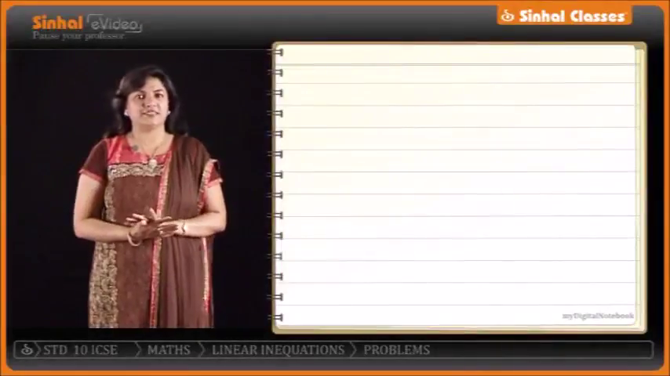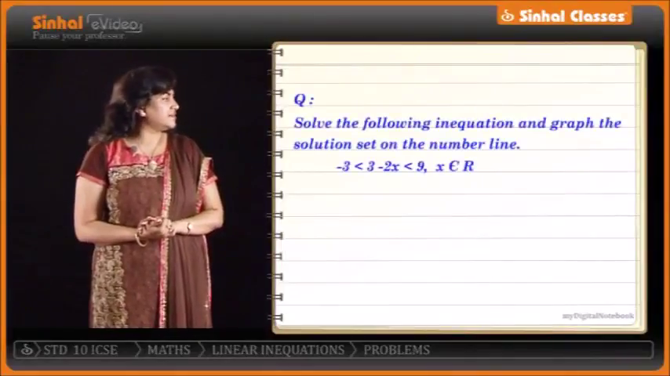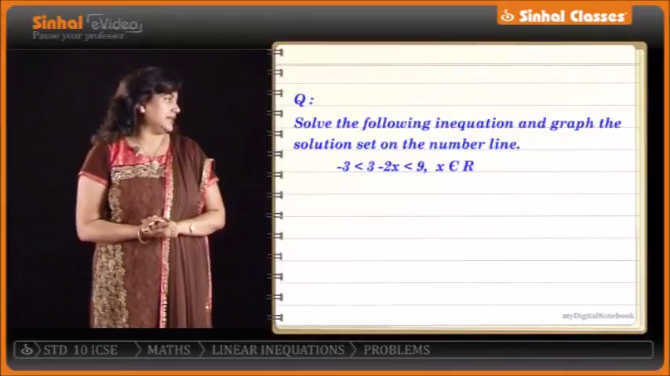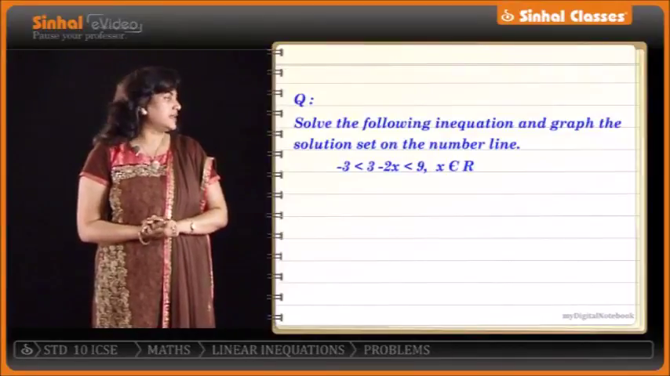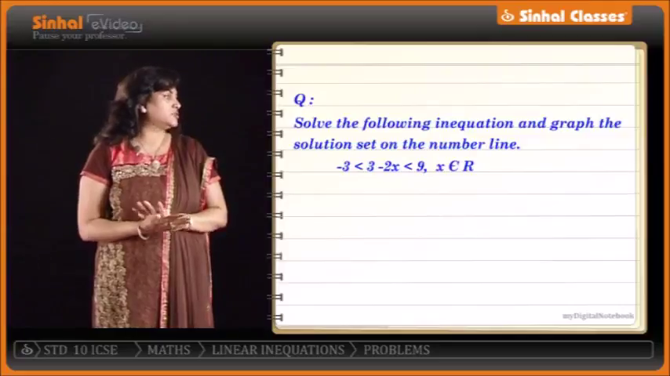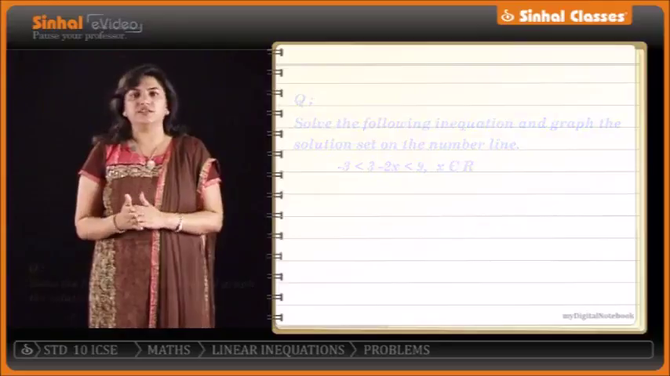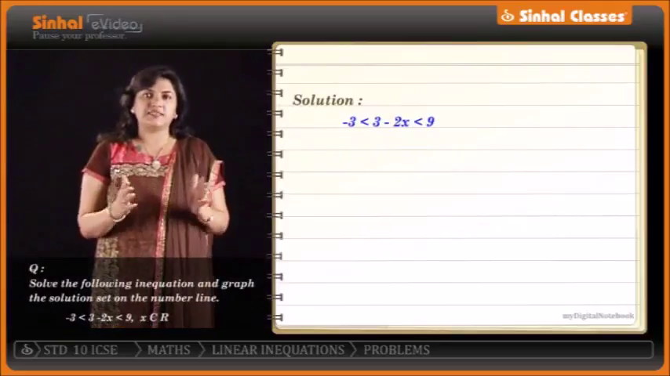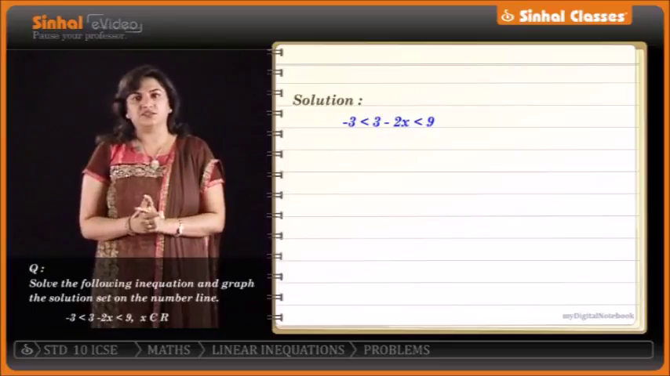Now let's start with the second problem. Solve the following inequation and graph the solution set on the number line. Minus 3 less than 3 minus 2x less than 9, x belongs to R. Here we have two signs of inequalities, so we will separate them and consider them as two different inequations.